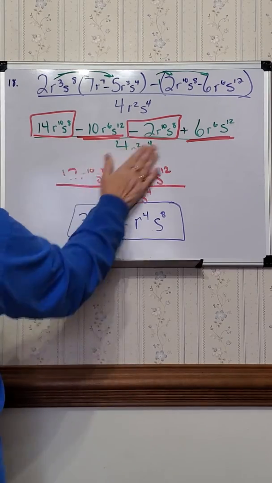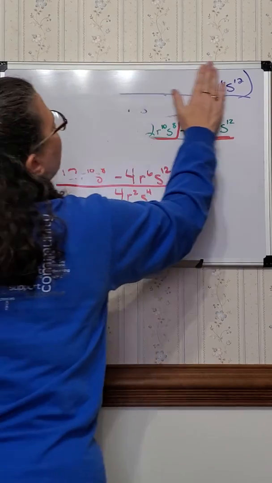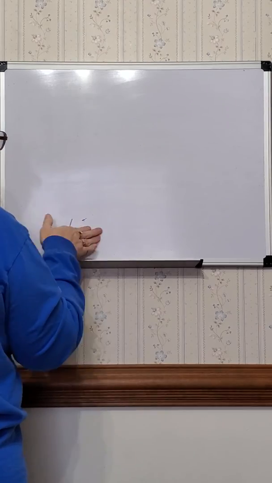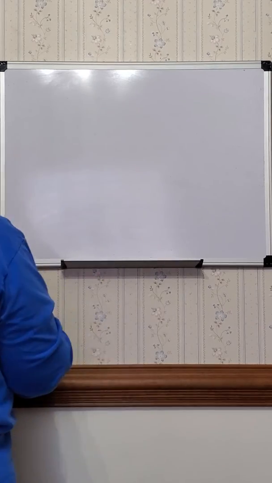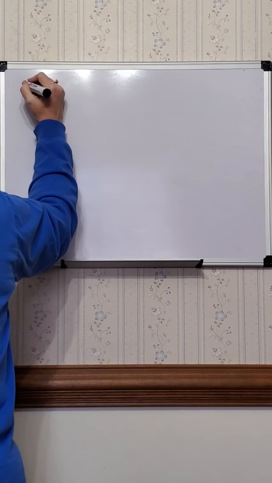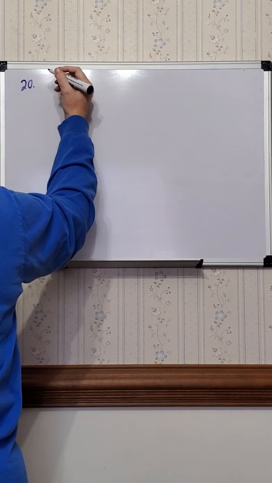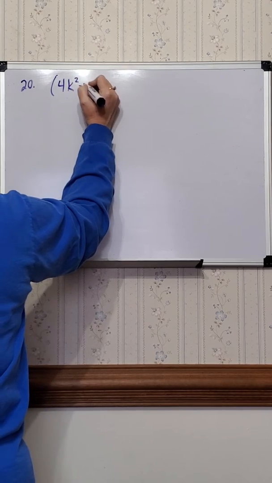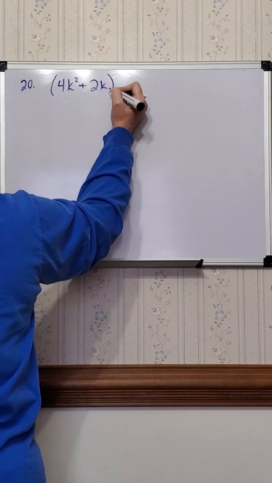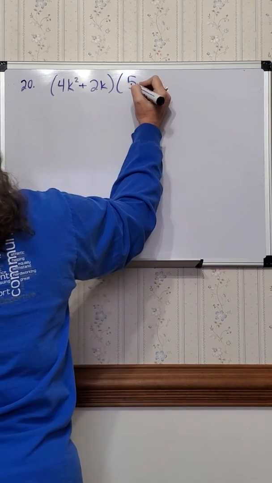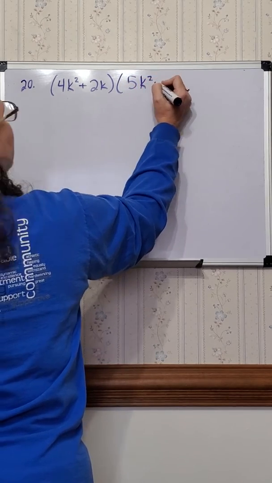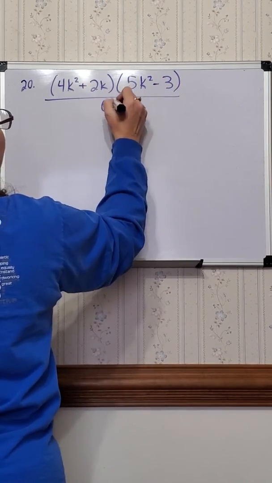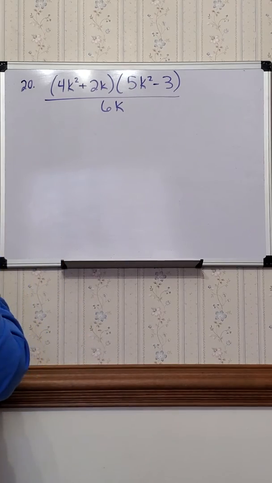Let's go ahead and try one more. Let's go ahead and look at number 20. We'll do the last one together. So let's look at number 20. I have 4k squared plus 2k times 5k squared minus 3, all over 6k.